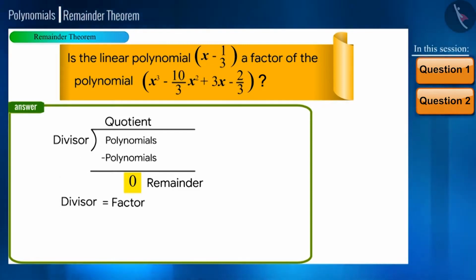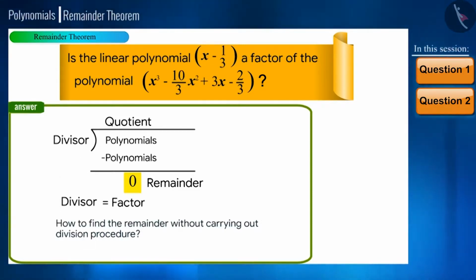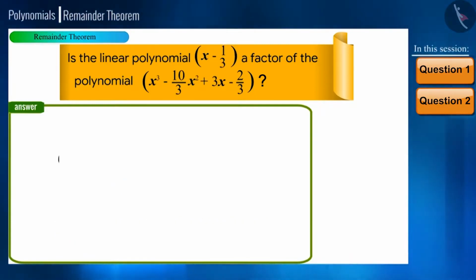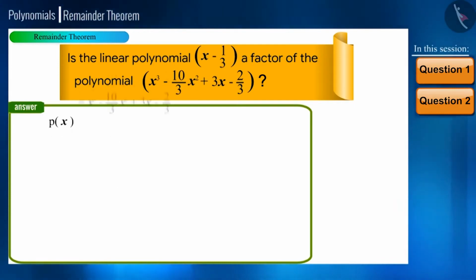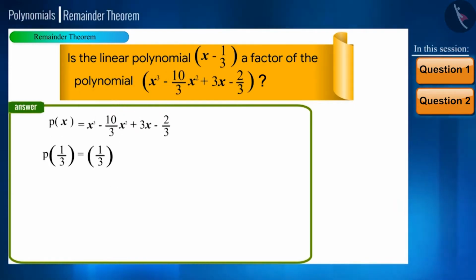But how to find the remainder without carrying out the division procedure? Yes, we can. If we equate the linear polynomial with 0, we will get the value for x. Now, on substituting the value of x in the given polynomial, we can determine its remainder. So let's do it. On equating x minus 1 by 3 to 0, we will get the root of this equation, that is x is equal to 1 by 3. And now we will find p of 1 by 3.